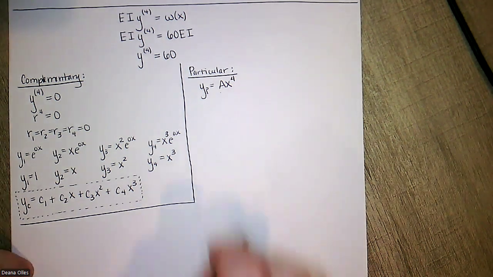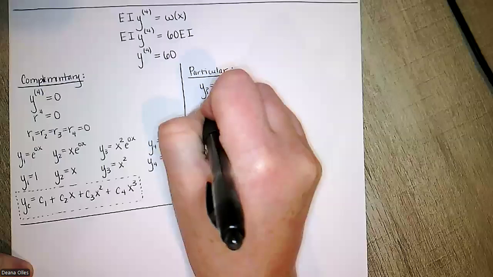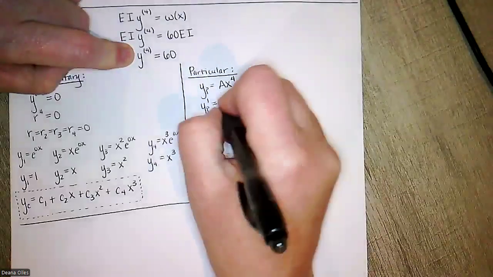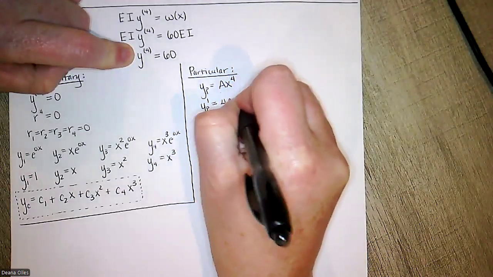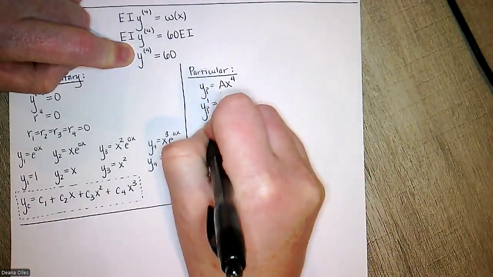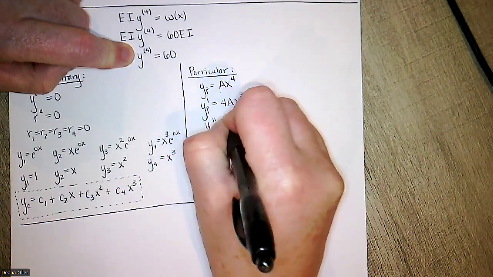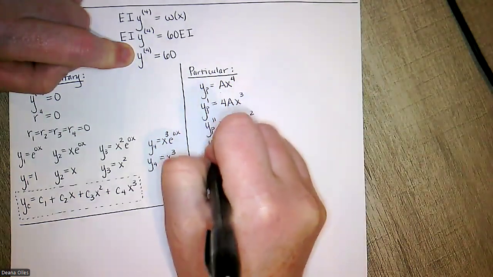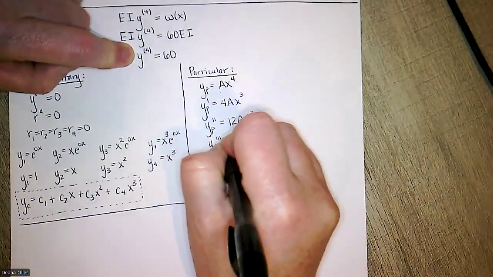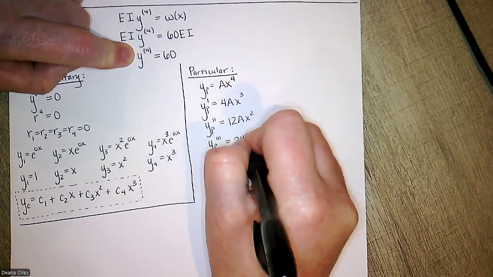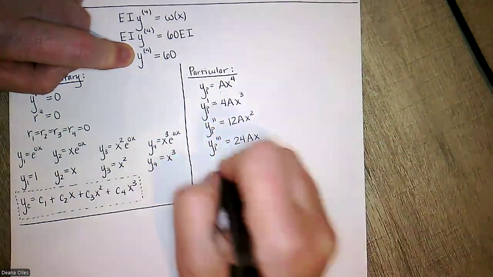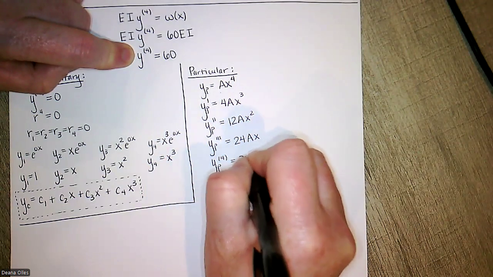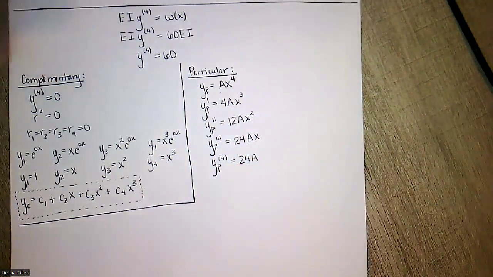Okay, so we need to take 4 derivatives of yp to plug it back into here. So I have 4ax cubed, and then second derivative will be 12ax squared. Third derivative will be 24ax. And then the fourth derivative will be 24a.